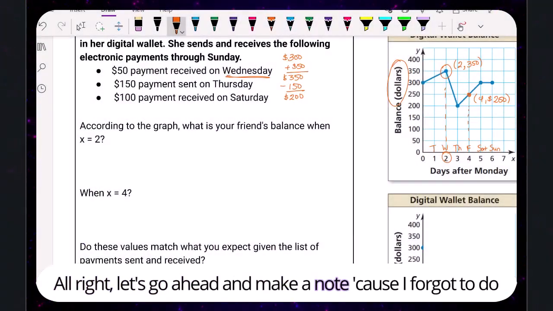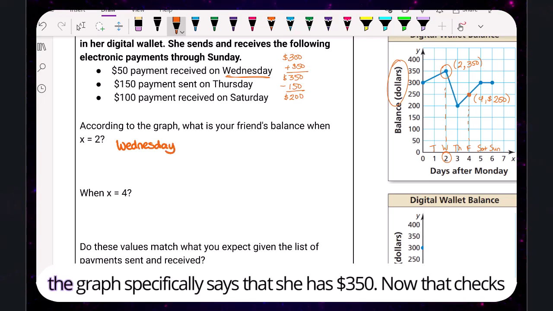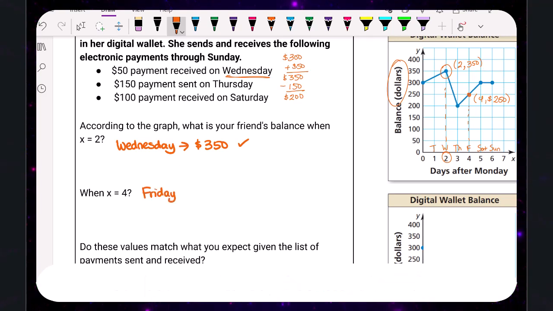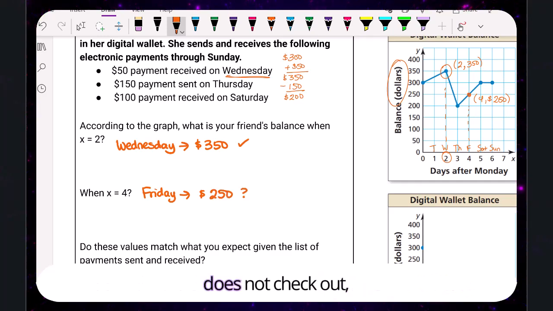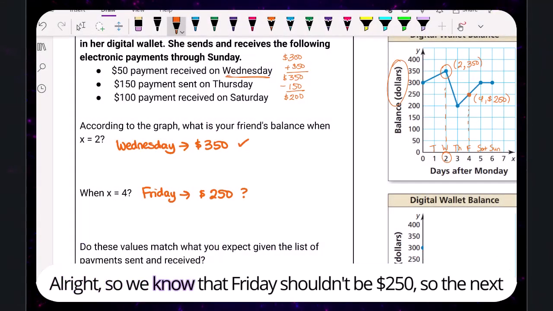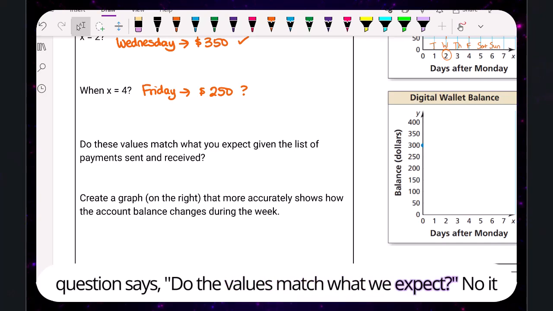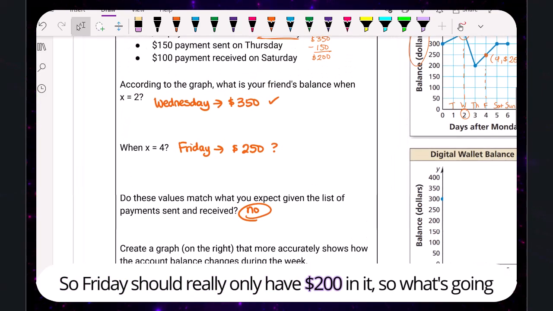Let's go ahead and make a note because I forgot to do that before. On day 2, on Wednesday, the graph specifically says that she has $350. That checks out. But when x is 4, that means it's Friday, and according to the graph, on Friday she's got $250. That does not check out. We know that Friday shouldn't be $250. The next question says, do the values match what we expect? No, it does not. Friday should really only have $200 in it.